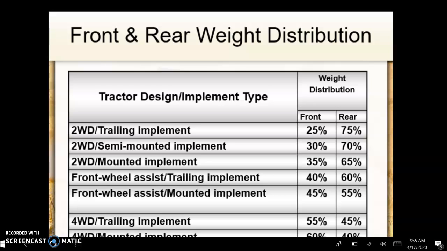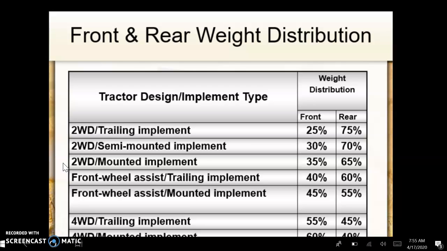And that's something that we have to be more mindful of today than we have in past years, just because the size and scale of the equipment that we use today is so much larger and the tractors are so much heavier. To give you an idea of what the weight distribution is for a particular task, you'll notice a lot of variation here, and it depends on number one, the type of tractor, and number two, the type of implement. So you see there first a two-wheel drive trailing implement.